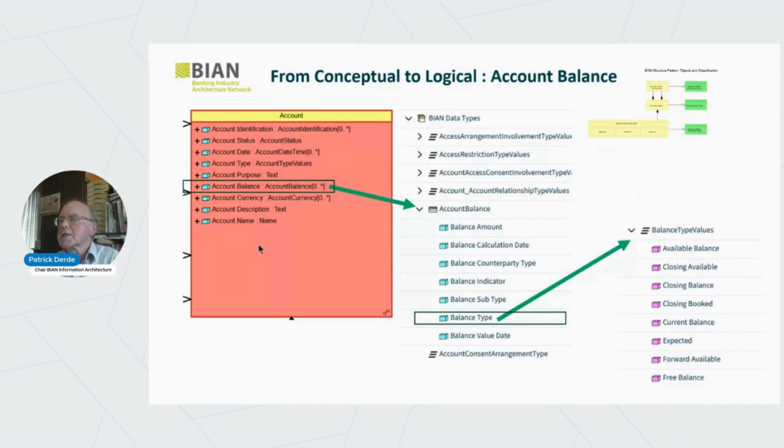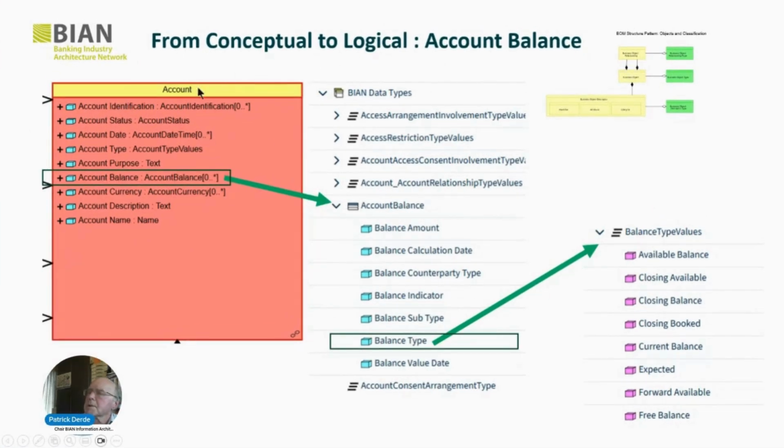Now, let's have a look at what this means from a conceptual to logical perspective when we apply this on account balance. When we apply it to account balance, we see that we have the object account, and the account has a number of characteristics. What is a characteristic of account? That's the account balance. What is the data type of account balance? That is account balance. Now, twice the same name. Let's have a look. The data type, when talking about an account balance, we see that it is a balance amount, a calculation date, and so on. Which means actually that the data type is made up of multiple attributes. One of these attributes is the balance type, which is indeed, again, a classification, balance type values.